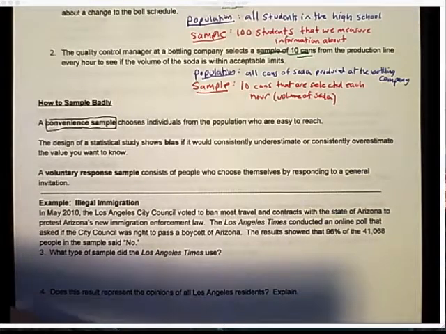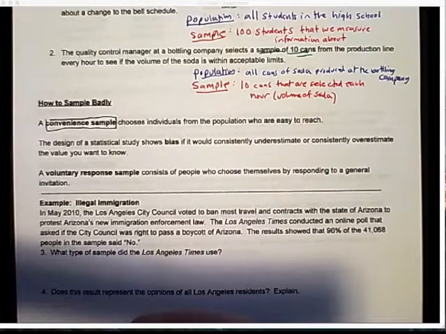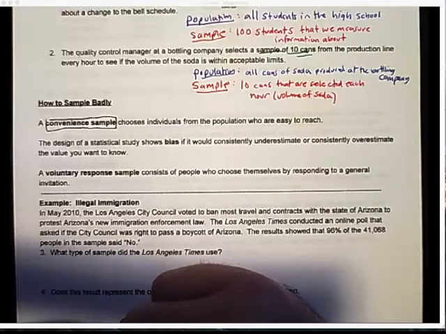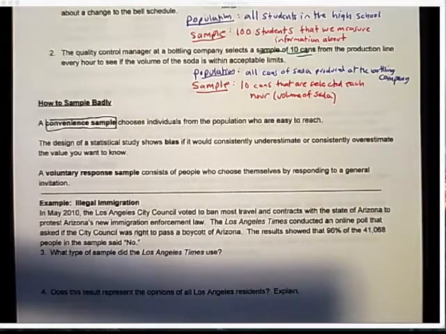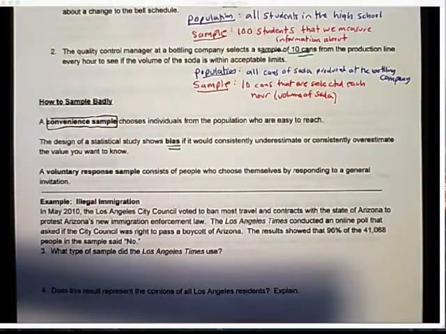Okay, because it's convenient to do, but the information you get might not be representative of the entire population. Okay, so think of a convenience sample as something that's really easy to do, but the information you get from it might not be representative. Okay. Now this other term, there's another term called bias. All right, the design of a statistical study shows bias if it would consistently underestimate or consistently overestimate the value you want to know.